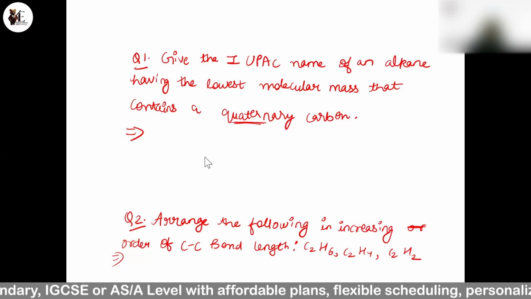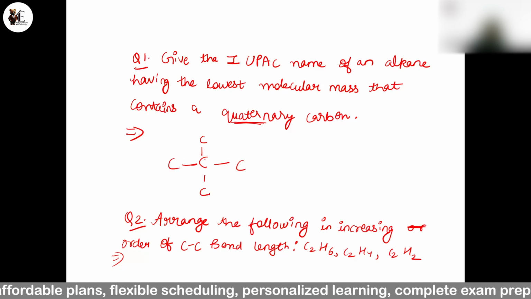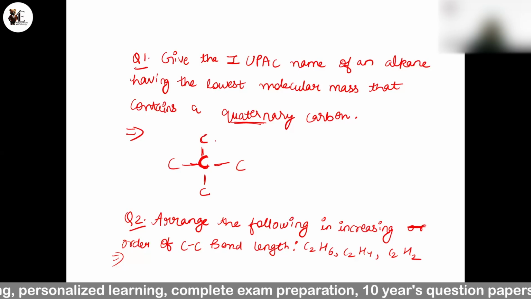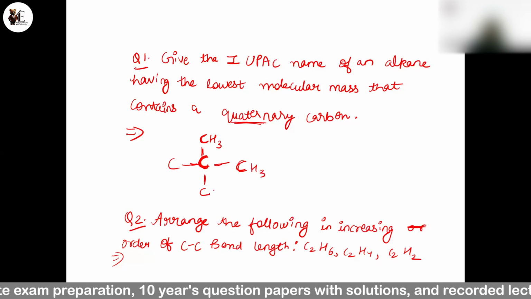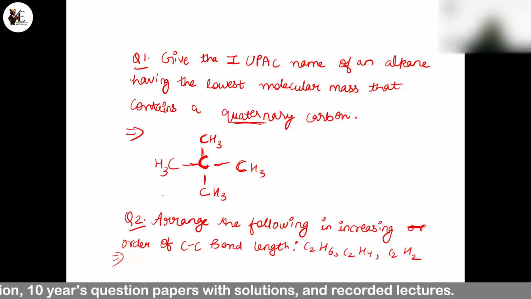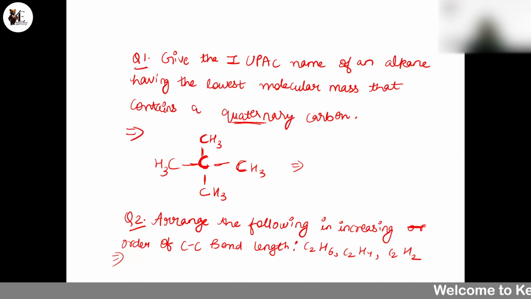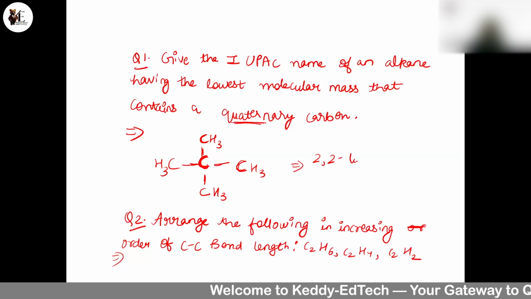A quaternary carbon means the carbon atom which is attached to 4 other carbon atoms. The valency of this carbon is satisfied because it is 4: 1, 2, 3, 4. You have to satisfy the valency of these corner carbon atoms with hydrogen. So it is CH3, CH3, CH3, CH3. Is the structure clear to you? Now tell me the IUPAC name. Is it 2,2-dimethylpropane? Yes, it is 2,2-dimethylpropane.